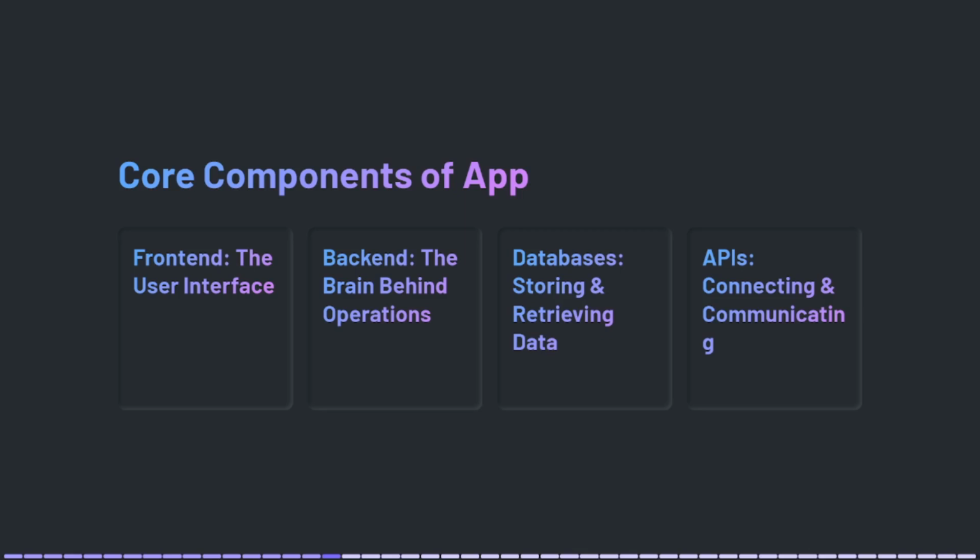Core components of an app. Let's dissect the core components. The front end is what users interact with. The back end processes and manages operations. Databases store and provide data. And APIs, they are the messengers ensuring seamless communication between the different parts of an app.